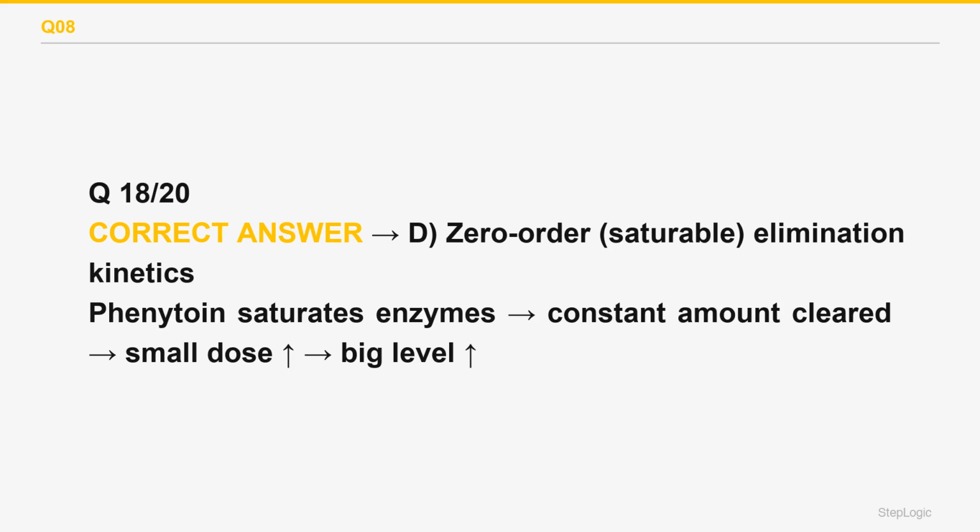The three classic zero-order drugs are phenytoin, ethanol, and aspirin at high doses, PEA. Contrast with first-order kinetics, where a constant fraction is eliminated and levels scale predictably with dose. Because of this saturable behavior, phenytoin requires careful dose titration and level monitoring. The disproportionate, nonlinear rise is the fingerprint of zero-order kinetics.